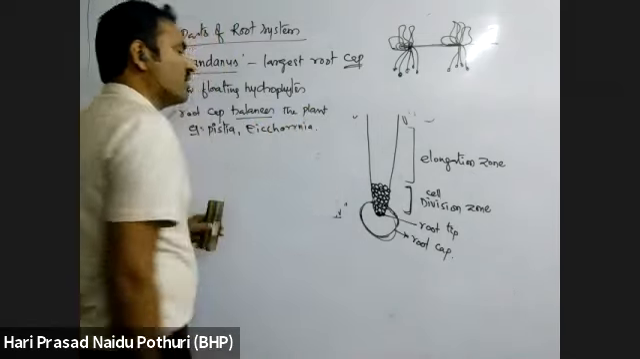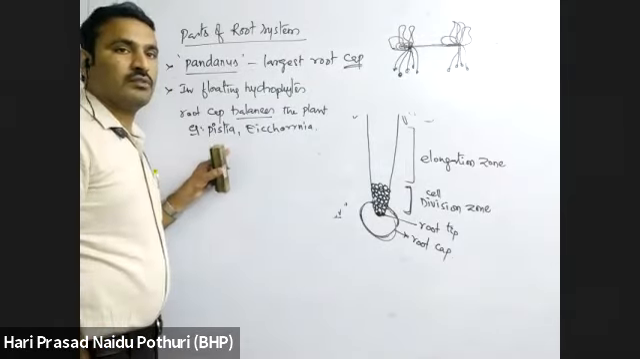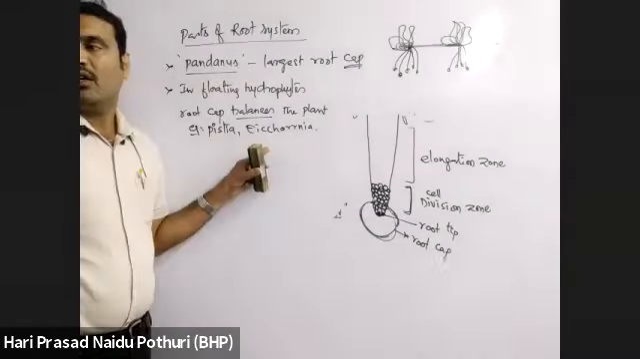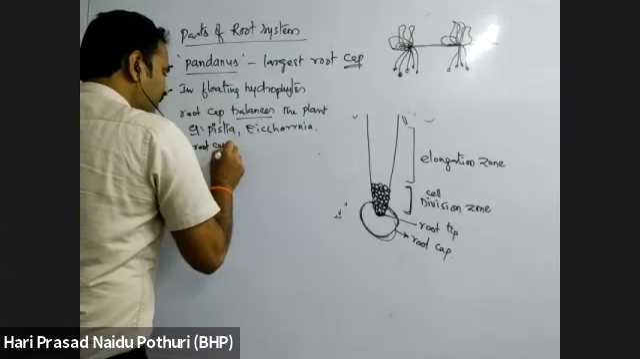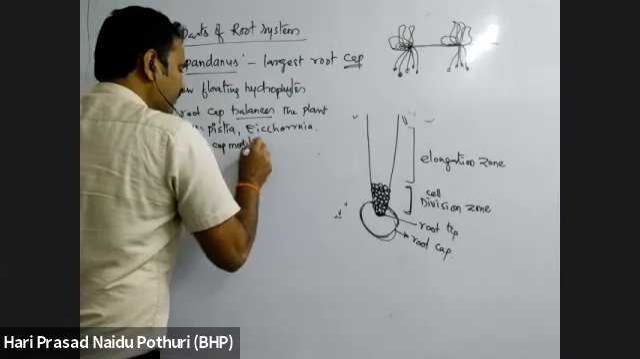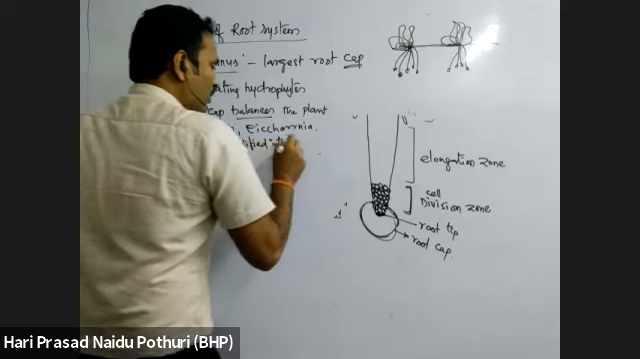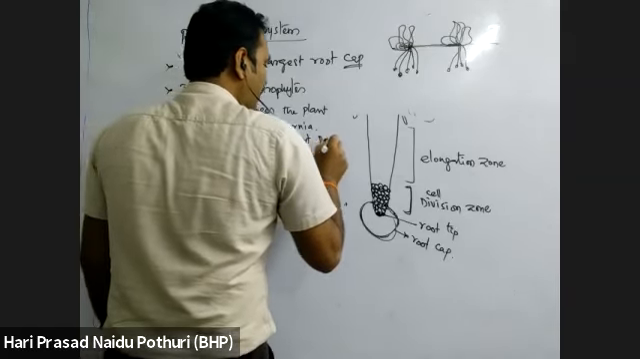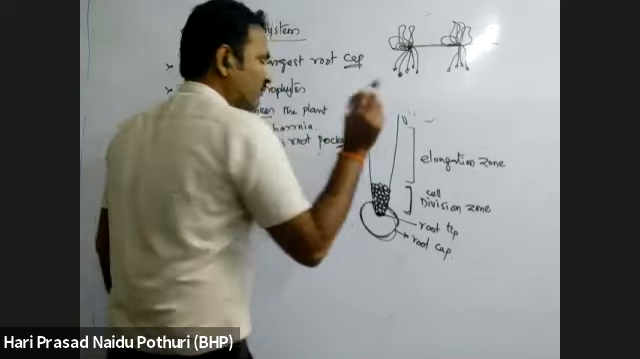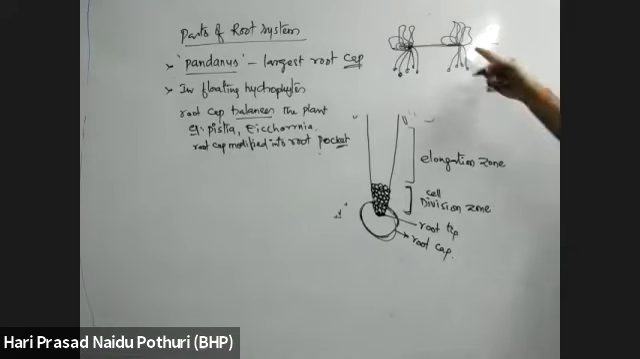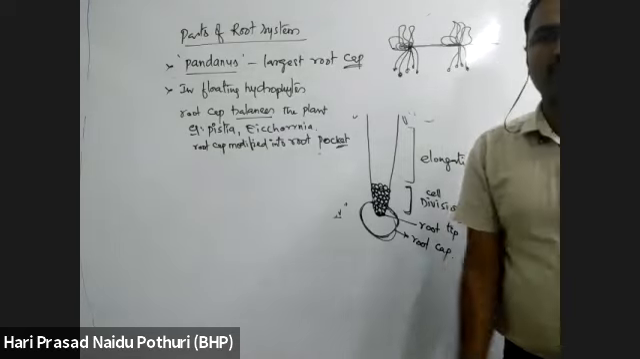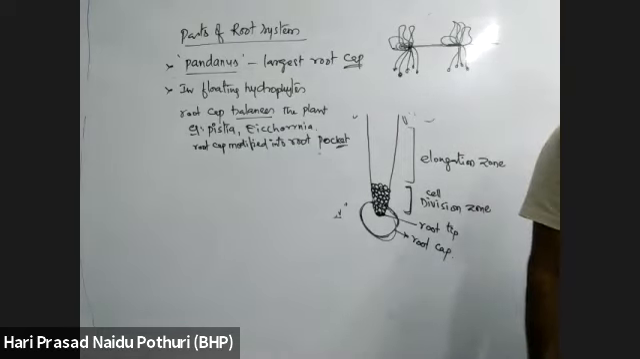Pistia is called water lettuce. Eichhornia is called water hyacinth, where the root cap is modified into root pockets. The root cap is modified into root pockets in Pistia and Eichhornia, which is responsible for balancing of the plants. Okay.